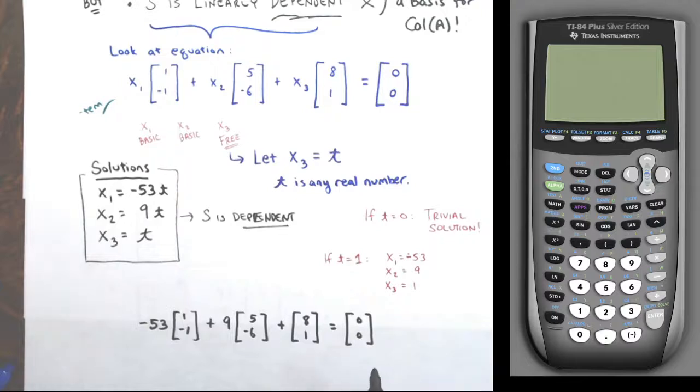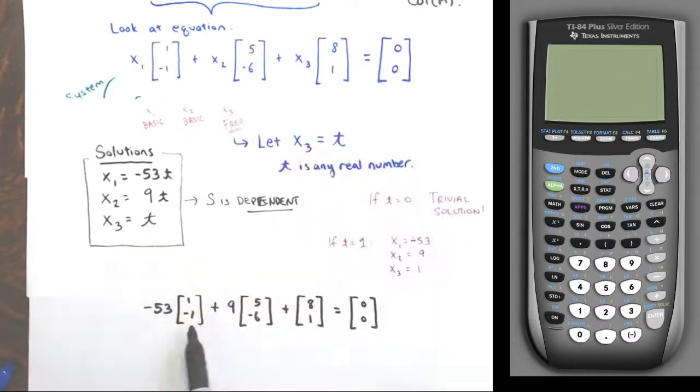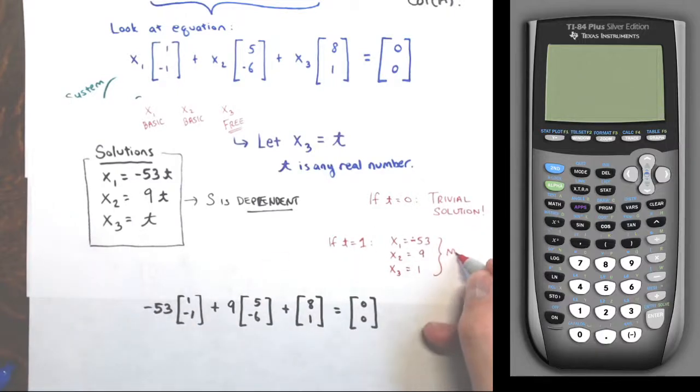You can double check this. Negative 53 plus 45 is negative 8, plus 8 is 0. Then 53 minus 54 is negative 1, plus 1 is 0. And then you get 0, 0. This works. And then you can see why the vectors are dependent now. Any non-trivial solution can show you how the vectors are actually dependent.